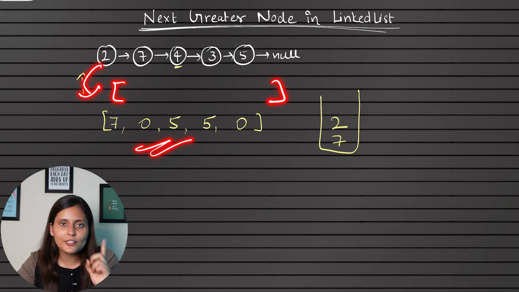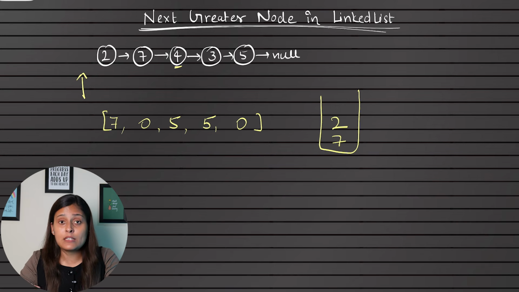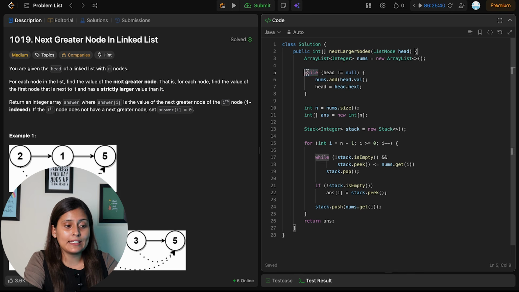You can do either of these, both will be accepted, because in both the conditions we are decreasing the time complexity to linear, which is O of n, okay. So here is the code. First we will create the array list and we will start from head until it becomes null. In the array list we will keep on adding the values.